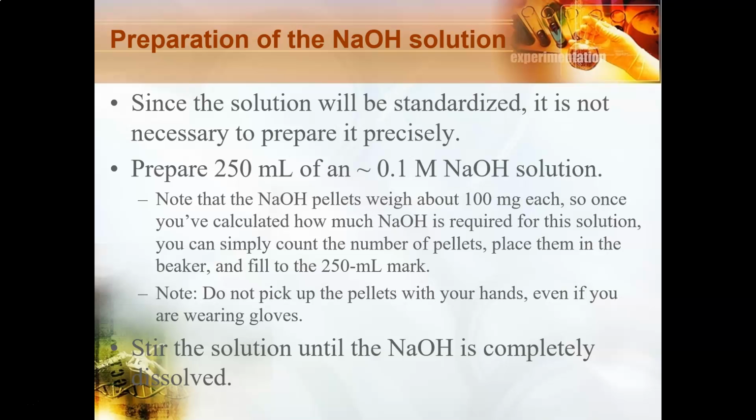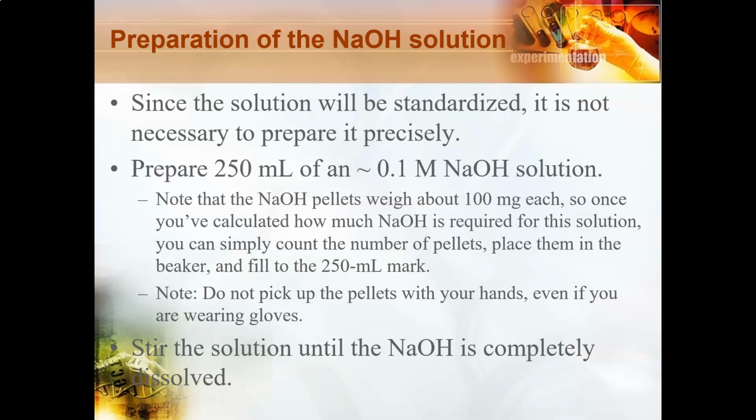And then we're going to fill the beaker to the 250 milliliter mark. Remember, in the first experiment, we learned that beakers are not all that precise, but again, we don't need to be all that precise. We just need to make a solution that's about 0.1 molar, because we're going to determine exactly what its concentration is in our titration.